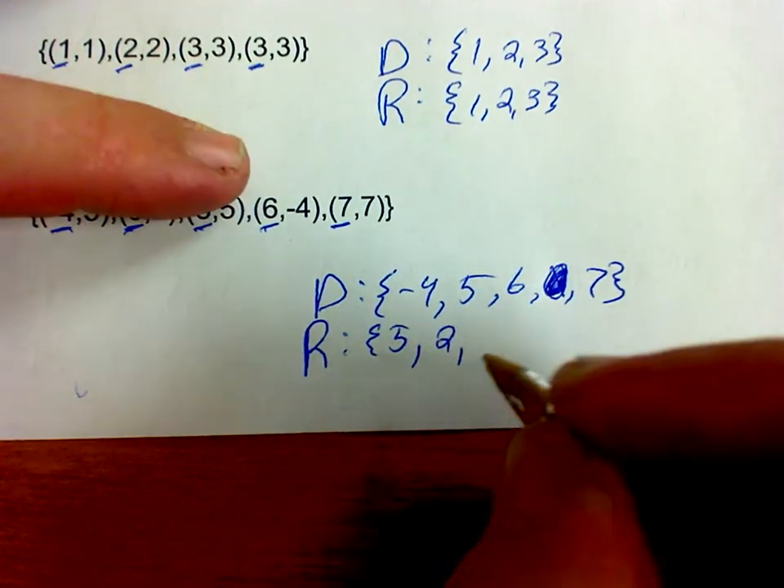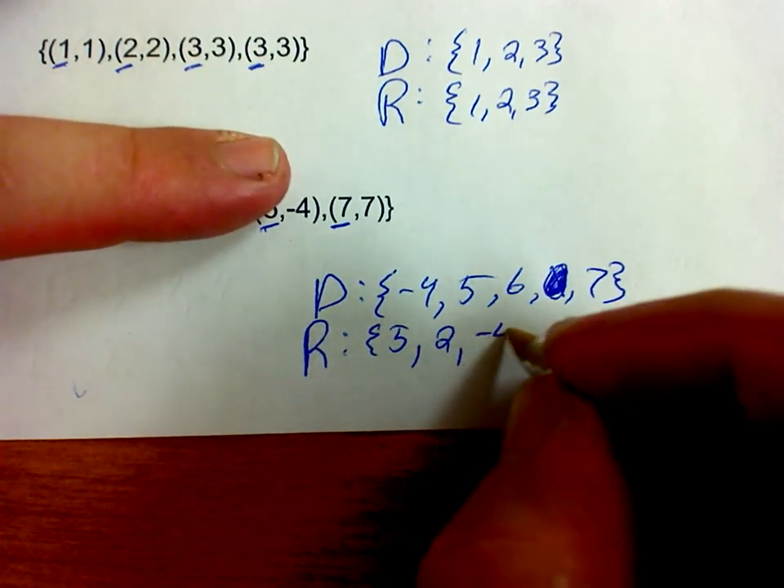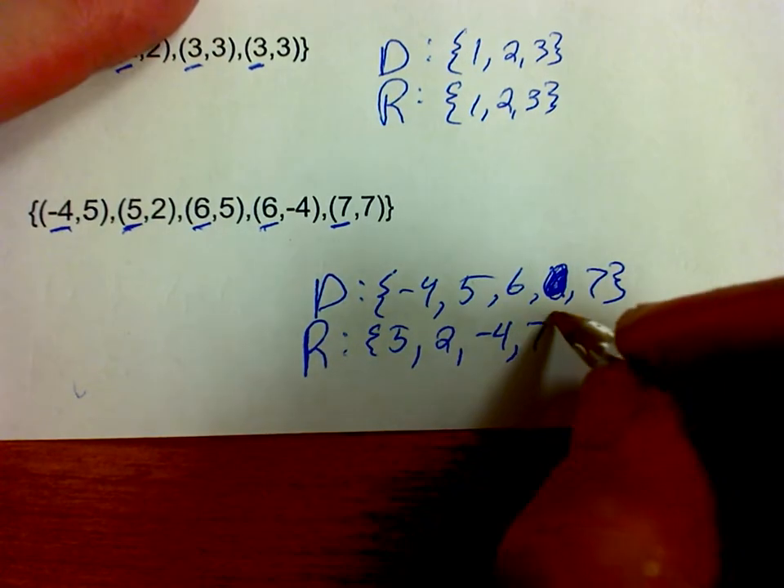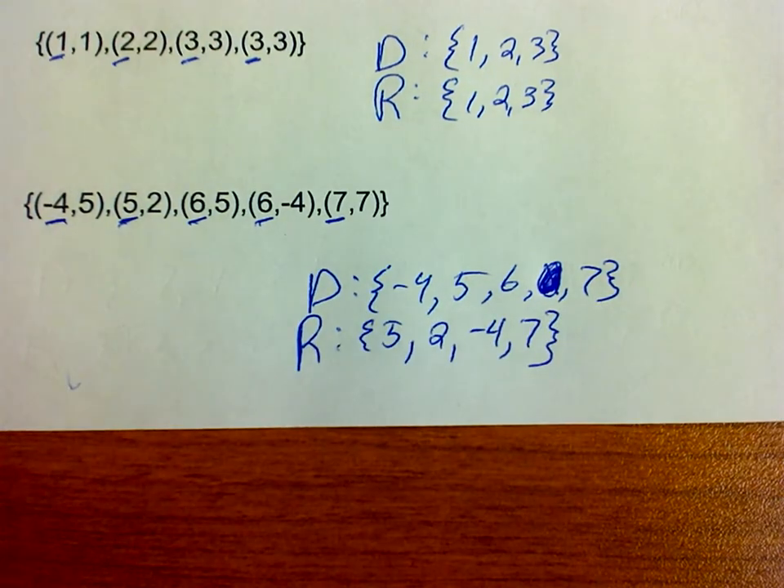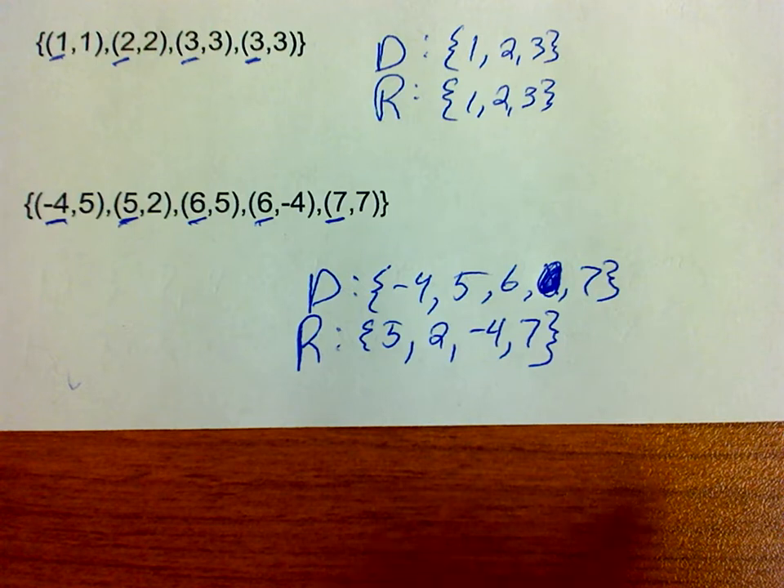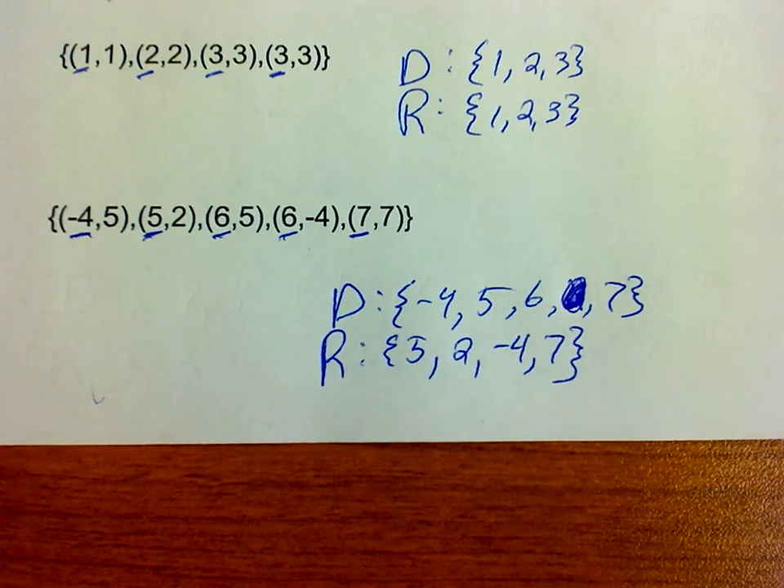We have 5, we have 2, we have 5 again, so we're not going to write it twice. We have -4, and we have a 7. Okay, hopefully this gives us a little bit better understanding of domain and range.